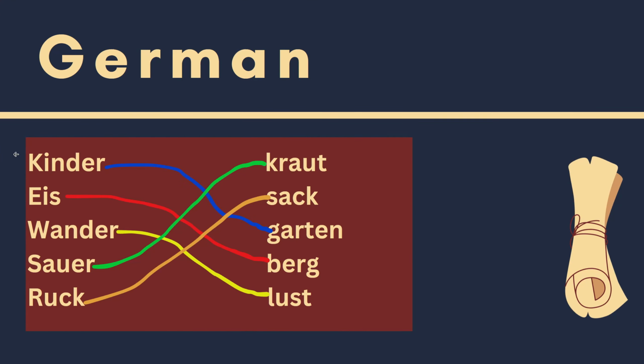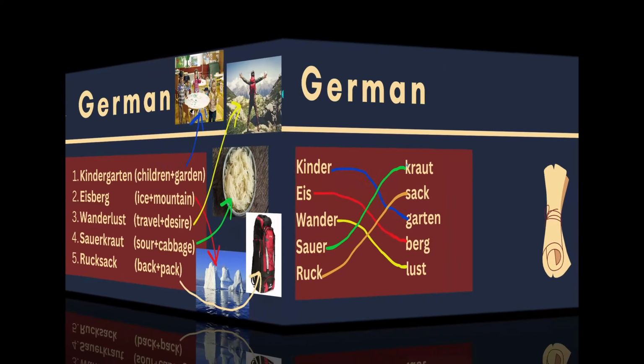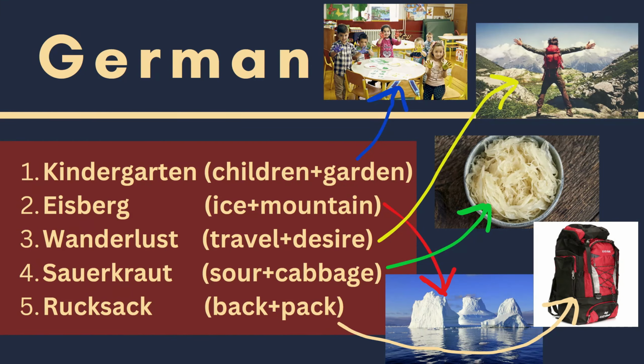Are they the same? Let me model pronunciation of these compound words, although I might find it a little bit tricky because I might tend to pronounce them in a German way and not English. Let me give it a try. Kindergarten. Sauerkraut. Iceberg. Rucksack. Again. Kindergarten. Iceberg. Wanderlust. Sauerkraut.